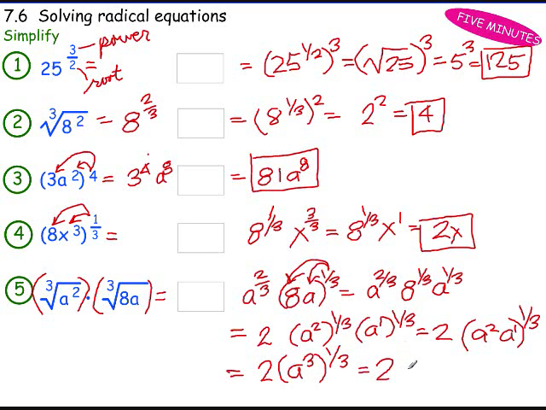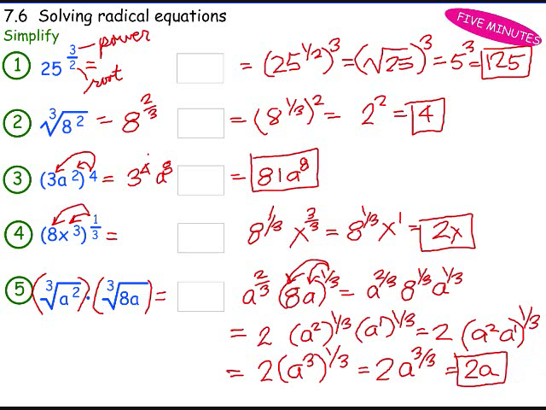2, you put the a as the base. We've got 3 as the power. 3 is the root. It's the same as 2a to the first, and we don't bother writing that.